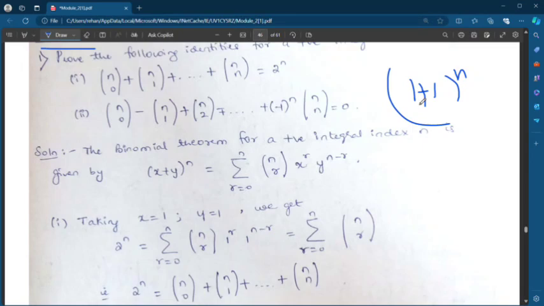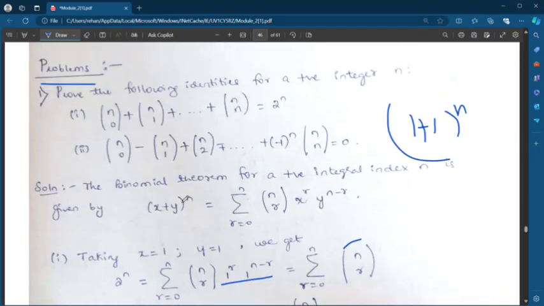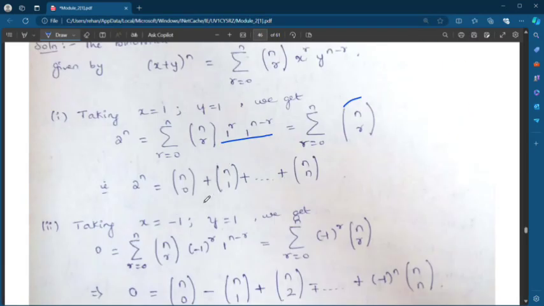Here we get 2^n equals the summation of r equals 0 to n of nCr into 1^r into 1^(n-r). We are just substituting the value of x and y, that's it. Now 1 to the power of anything is 1, so those terms will go off. Remaining is only this much, that is 2^n equals the summation, which is what we had to prove. That itself we got, very simple.